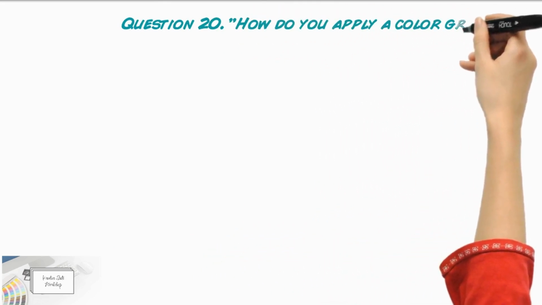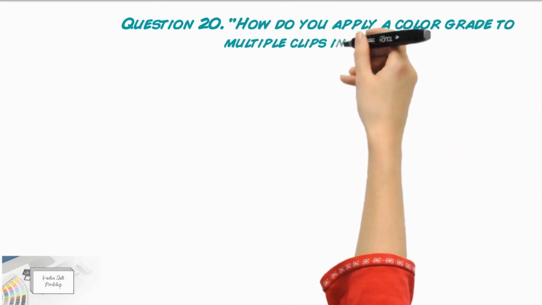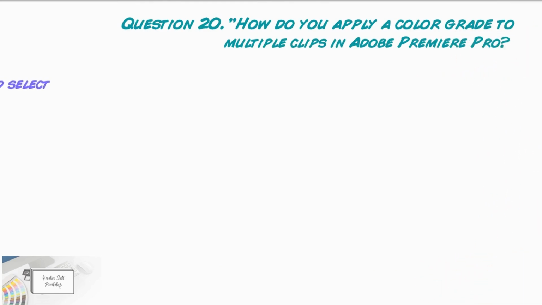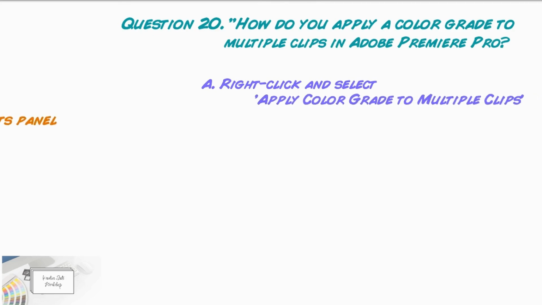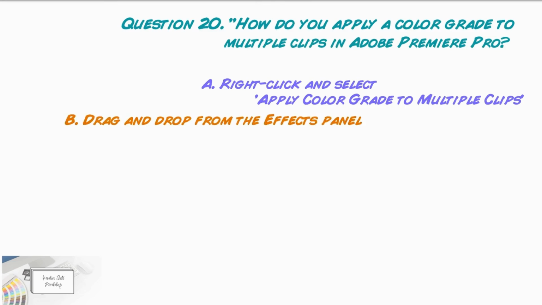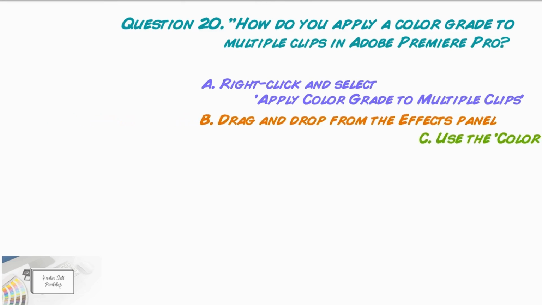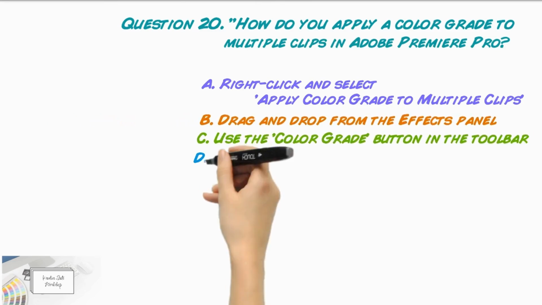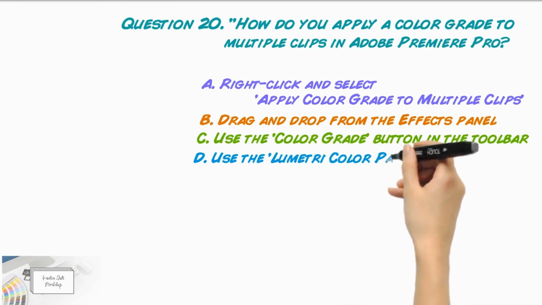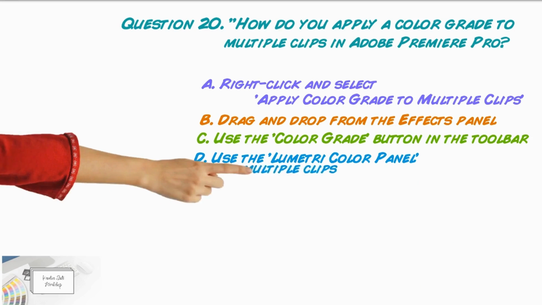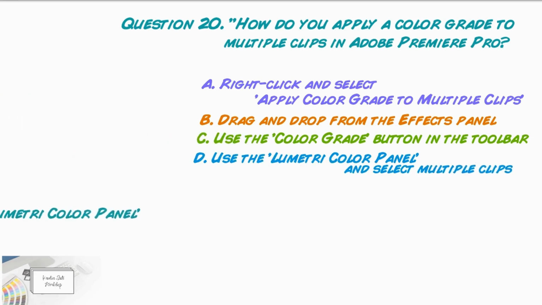Question 20. How do you apply a color grade to multiple clips in Adobe Premiere Pro? A. Right-click and select Apply Color Grade to multiple clips. B. Drag and drop from the effects panel. C. Use the color grade button in the toolbar. D. Use the Lumetri color panel and select multiple clips.